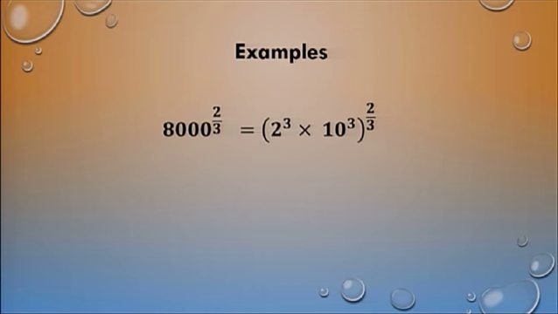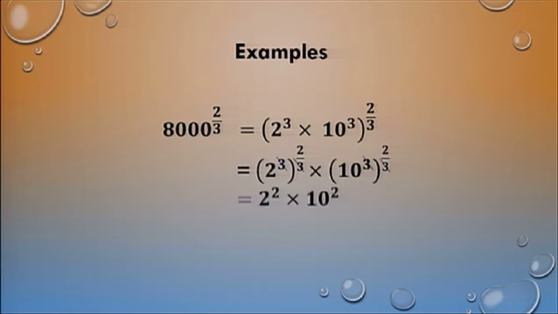Look at this number now. 8,000 power 2/3. 8,000 is written here as 2 power 3 times 10 power 3. Can you think about the answer? Yes, it will be 2 power 3 power 2/3 times 10 power 3 power 2/3. The 3s will be cancelled. We have 2 power 2 times 10 power 2. The result is 4 times 100 equal to 400.